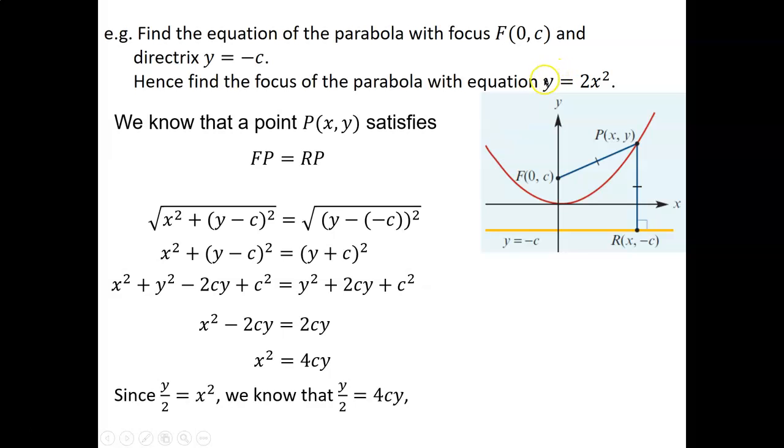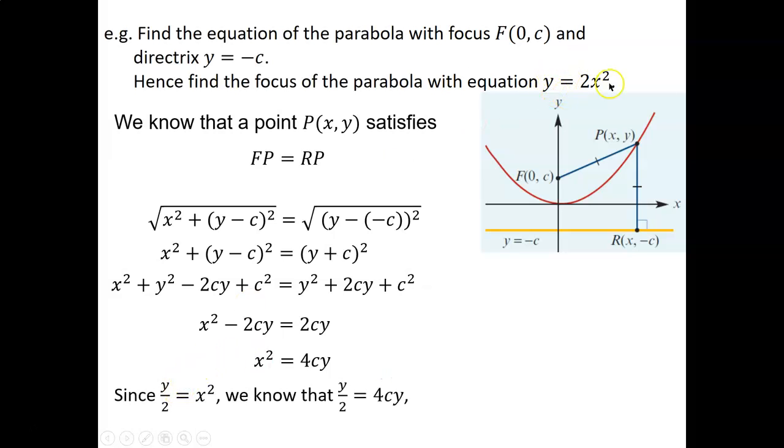Now, for the second part, sorry, let me go back to this for a moment. So here I've shown that x squared equals some multiple of y, where my c is just whatever these values here are for the focus and the directrix line. So I have shown that this is a parabola.